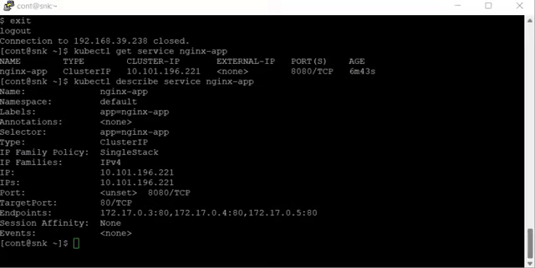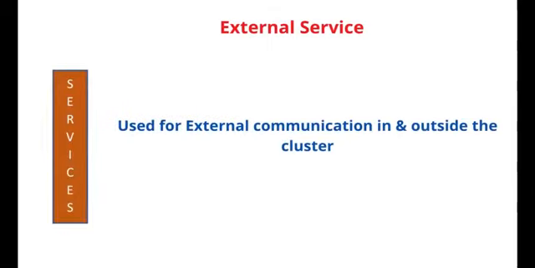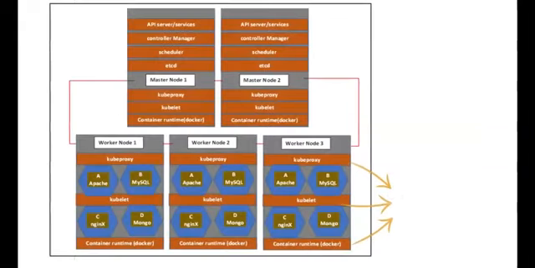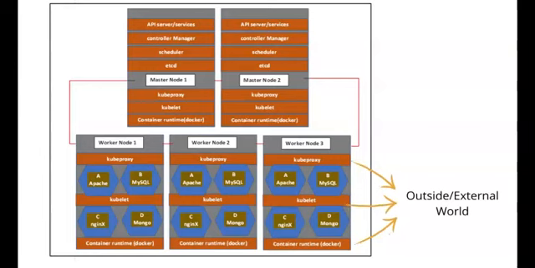Having understood this, let's understand the second type of service, which is the external service. The external service is used for external communication and it exposes pod or applications to the external or outside world. Of course, your web applications need to be exposed to the outside world so it can be accessible by the users. Hence, you can create an external service for this use case.